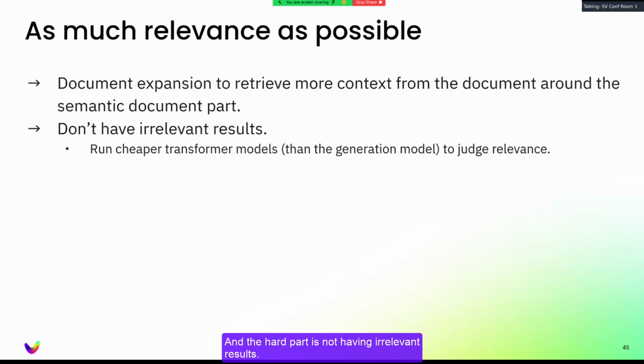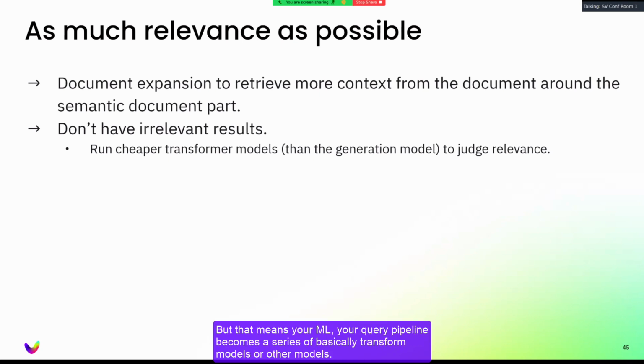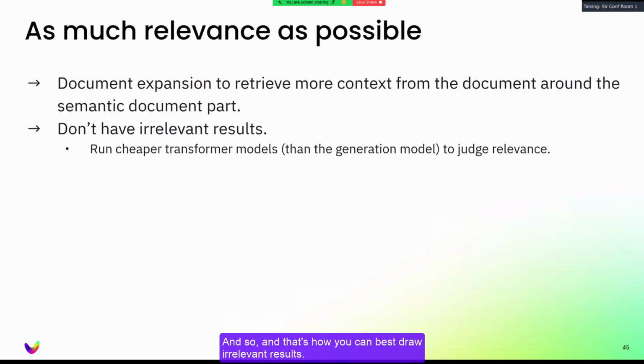And the hard part is not having irrelevant results. This is kind of an unsolved problem, especially at scale. We found that having a cheaper transformer model like a re-ranker works well. We just released a really powerful re-ranker that will eliminate irrelevant results and give you the most relevant ones. But that means your query pipeline becomes a series of transformer models or other models, and that's how you can best judge the irrelevant results. We're going to come up with something soon, but you can also have the generation checked to see if it is factually valid. So you can check relevance, and keep on having guardrails. None of this is perfect, but we get really good.